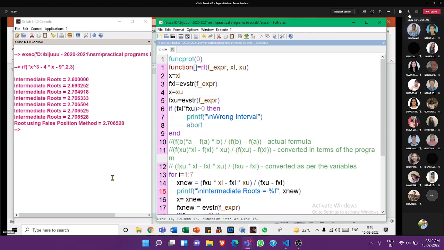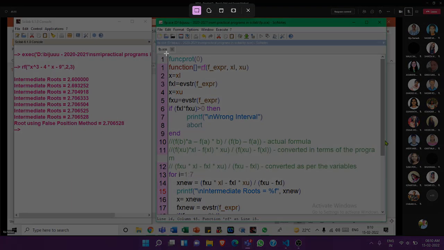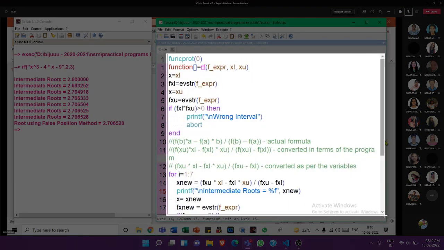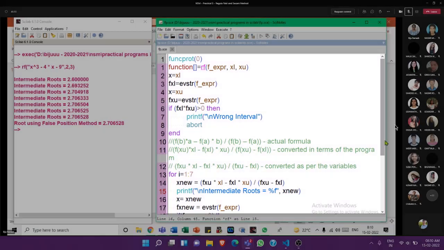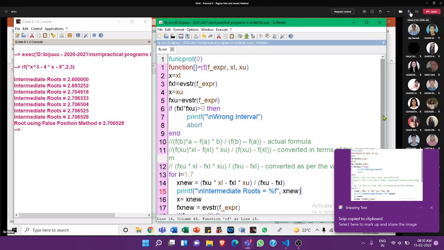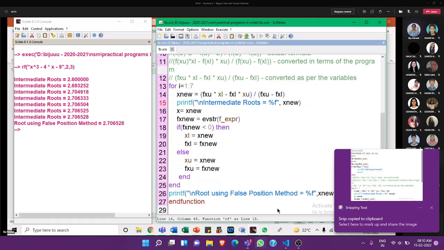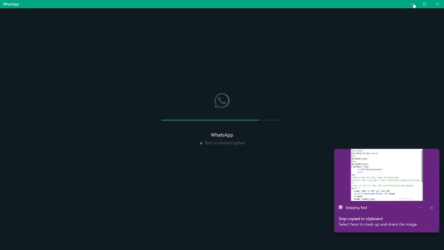Have you taken the screenshot of this part? Shall I scroll down? Yes, ma'am. Everybody? Yes, ma'am. Please take this also, screenshot of this also.